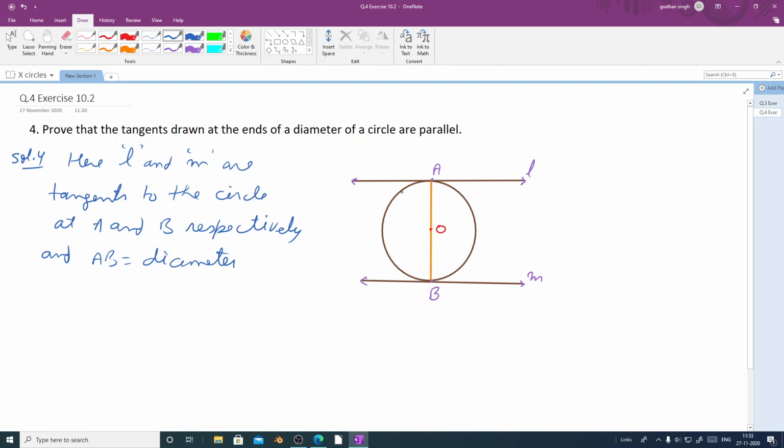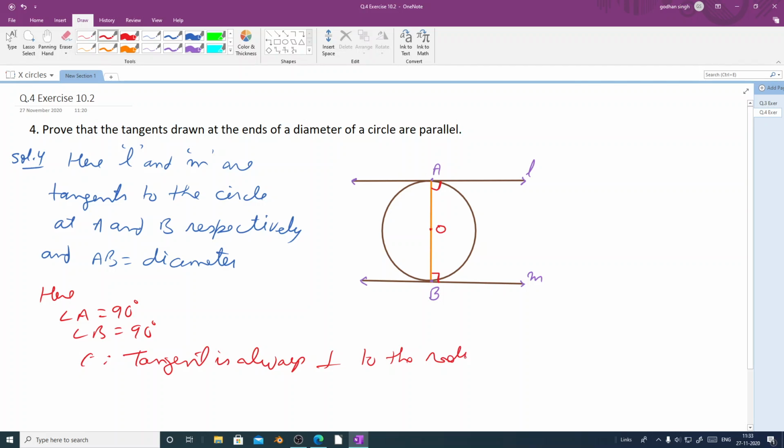Now by theorem 10.1 we know that the radius is always perpendicular to the tangent at the point of contact. So what we will get is angle A will be 90 degrees and angle B will also be 90 degrees. Here angle A equals 90 degrees, angle B equals 90 degrees. Why? Because the tangent is always perpendicular to the radius at the point of contact.